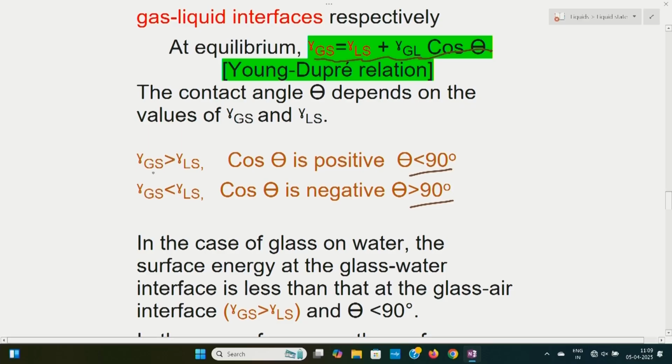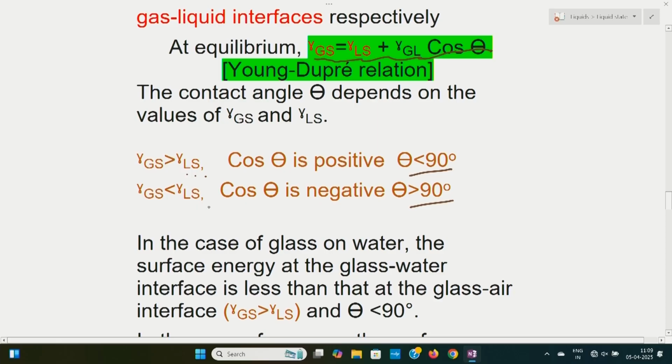I repeat once again. When the surface energy of the gas-solid interface is greater than the surface energy of the liquid-solid interface, theta will be less than 90 degrees, and cos theta is positive. When the surface energy of the gas-solid interface is less than the surface energy of the liquid-solid interface, theta is greater than 90 degrees. Therefore, the cos theta value will be negative.